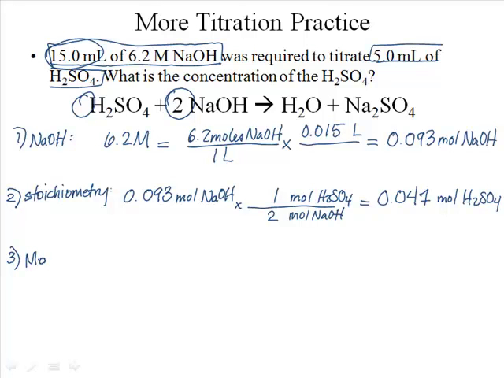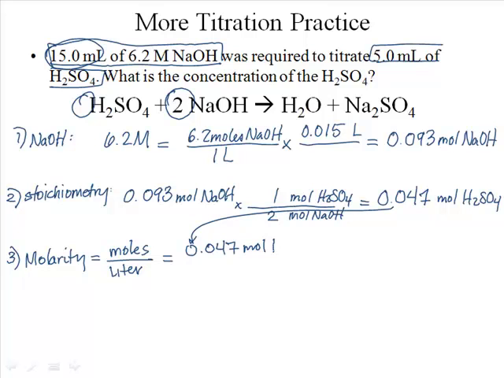For number 3, I want to find molarity, which I know is the number of moles per liter. My number of moles is what I just determined, so I'm going to plug that in, 0.047 moles of H2SO4. And then the liters was given in the original question. It said it was required to titrate 5 milliliters. So 5 milliliters, which I need to change into liters, is 0.005.